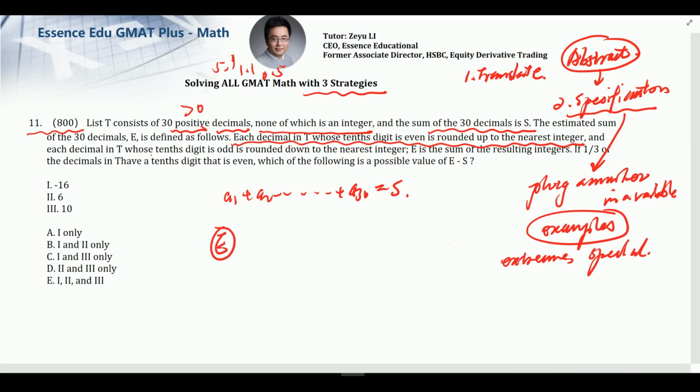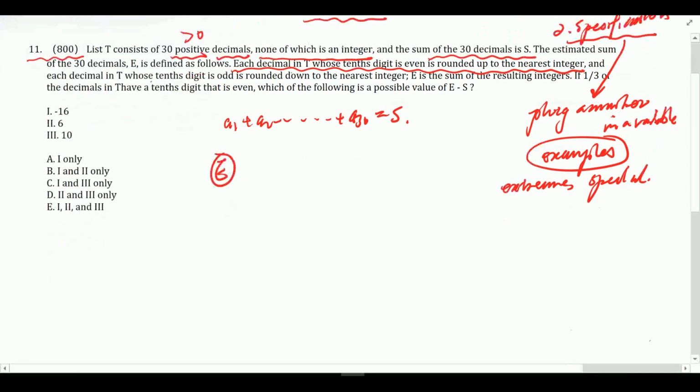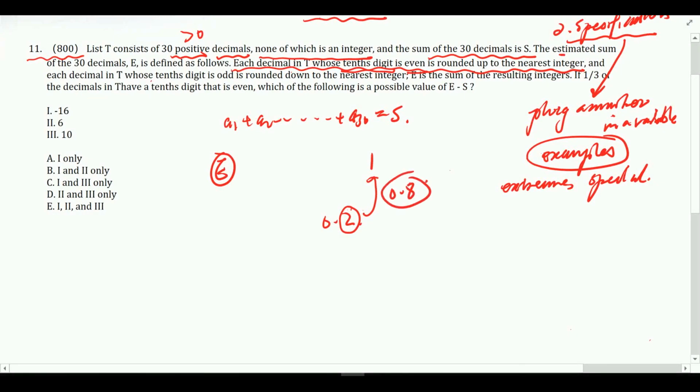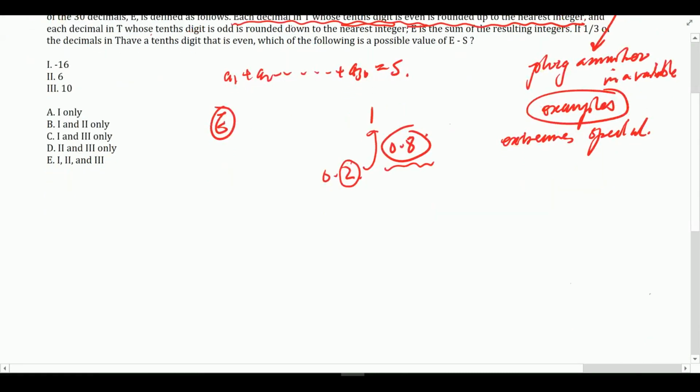Now, let's use an example to understand this sentence. For example, 0.2. The 10th digit here is 2. 2 is an even number, agree? So this number is rounded up to the nearest integer, that is, rounded up to 1. So you see, it increases by 0.8. Remember, the minimum digit here is not 2. 0 is also an even number. That is something you must know. So what is the maximum you can increase?